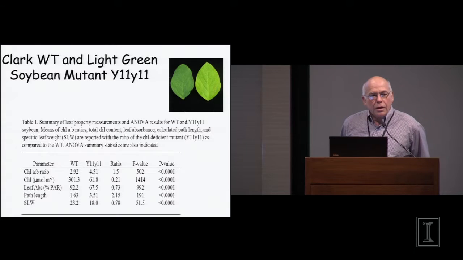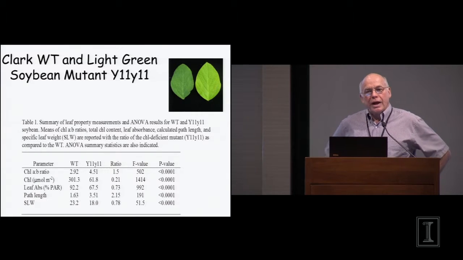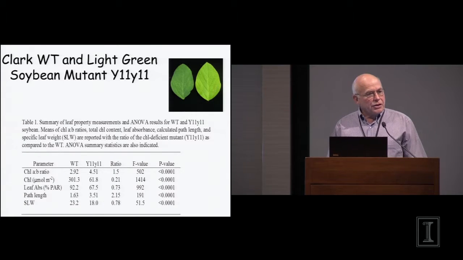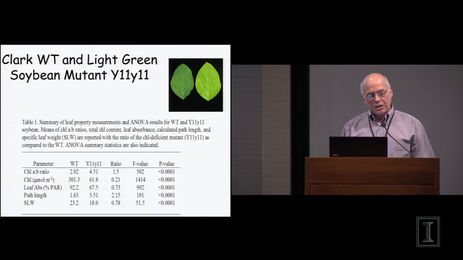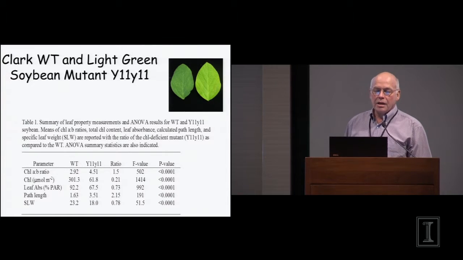And so in order to test this, we decided to use some existing light green mutants. Here at the University of Illinois, we have the National Germplasm Collection for soybean, and within that collection there are about 70 light green mutants. We screened through those, and one of these is particularly robust in terms of not having a lot of pleiotropic effects of the mutation. This is the so-called Y11 mutation.